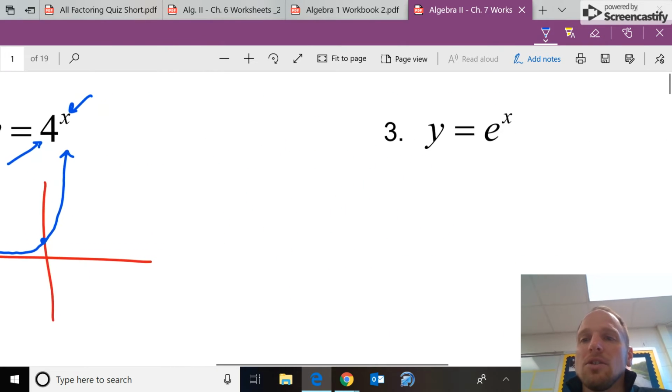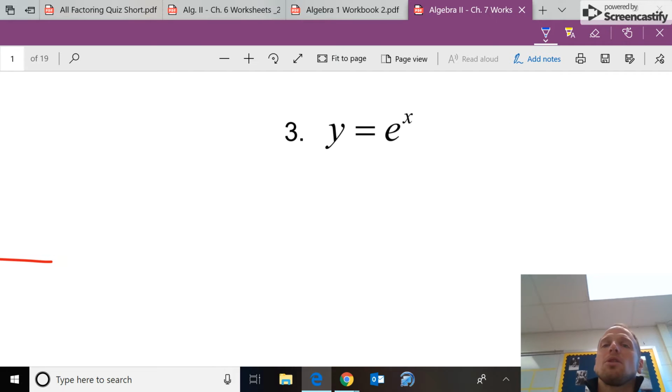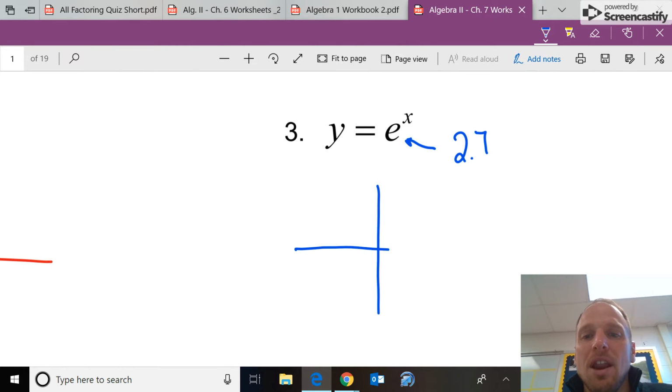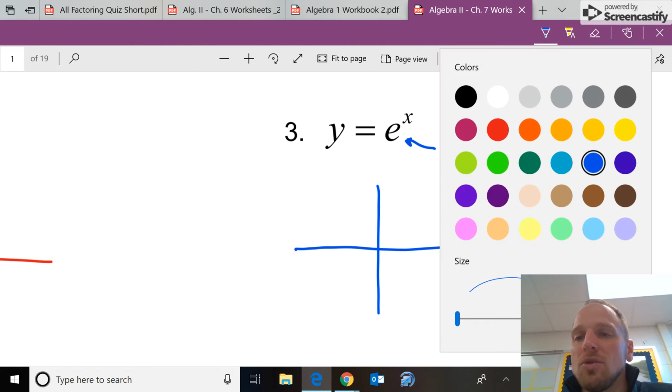All right, let's look at number 3. Now, in number 3, we are introduced to a new concept, e. e is a very important number, and we'll talk about it more later, but it's going to be about 2.7 something.